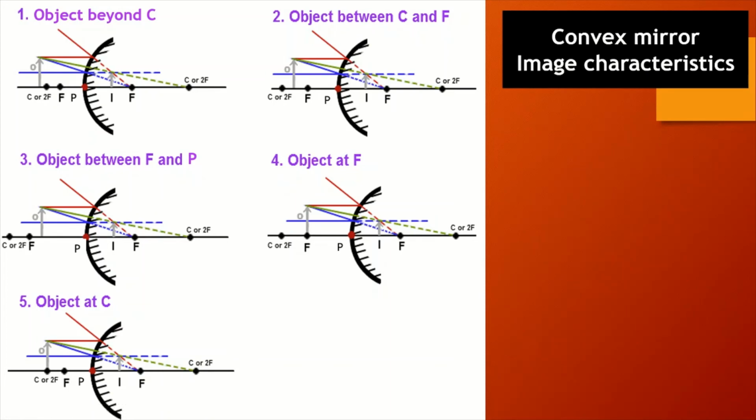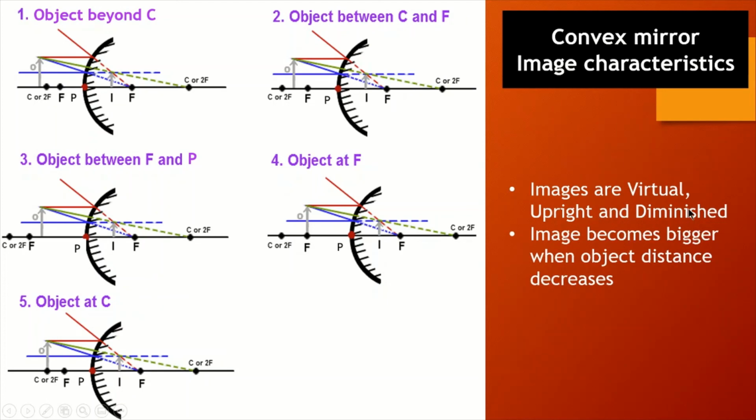So what do you learn from here? No matter where you place the object, whether it's far away or near to the mirror, it always gives similar characteristics: virtual, upright, and diminished. The virtual, upright, diminished image is always the characteristic of the image of a convex mirror. So the object distance does not affect the characteristics of the image. The only difference is if the object is nearer to the mirror, the image becomes slightly bigger, but it is still smaller than the object. Image becomes bigger when object distance decreases, but it is still a diminished image.